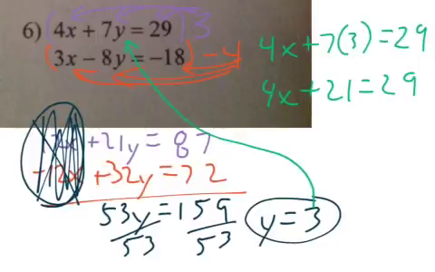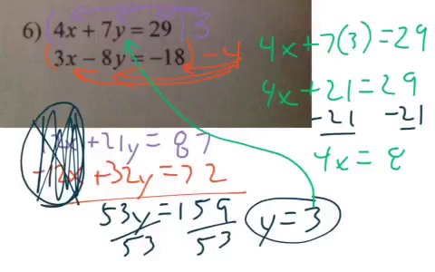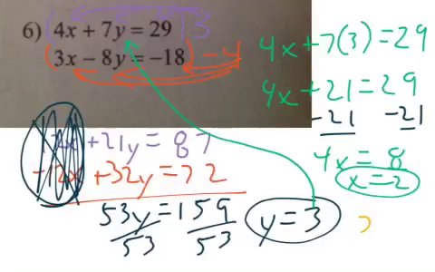And after I minus 21 from both sides, 4x equals 8. So x is 2. And so my solution is simply 2 for x, 3 for y.